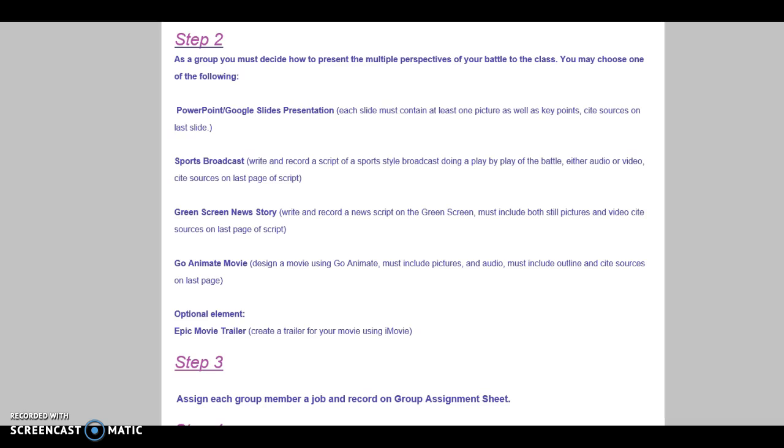So the first part, which was the group project, they had a choice. They could either do their large presentation as a PowerPoint or a Google slide presentation, sports broadcast, which they had a choice of paper slides or a voiceover over a slide presentation, a screencast, or an Audacity radio style broadcast. The green screen news story, which was a very popular option, and the students have done those before, so they were very familiar with that.